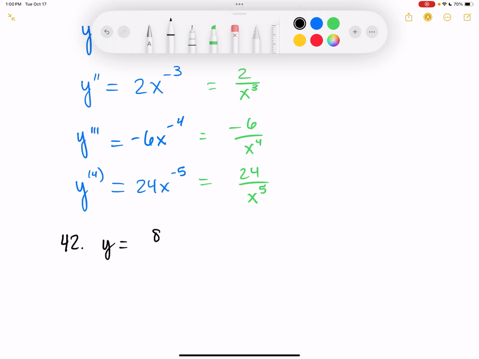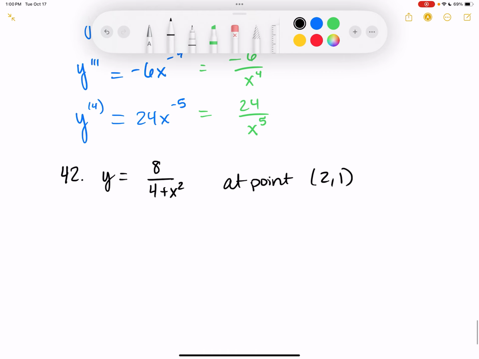So y equals 8 over 4 plus x squared at the point 2, 1. I always think they make these word problems so much more in depth than they need to be. Why did we need to know that it was the witch of whatever? So we're basically finding the tangent at this point. They already gave us the point, meaning what value am I plugging in for x when I need to find my slope? 2, yes. They just gave it to us a little differently this time.